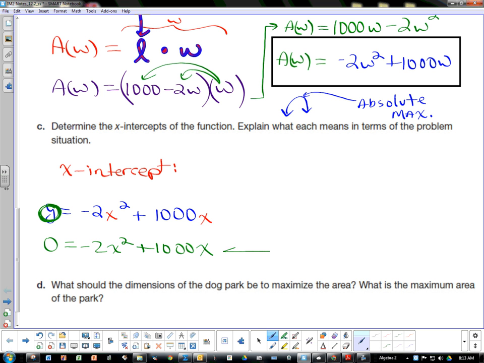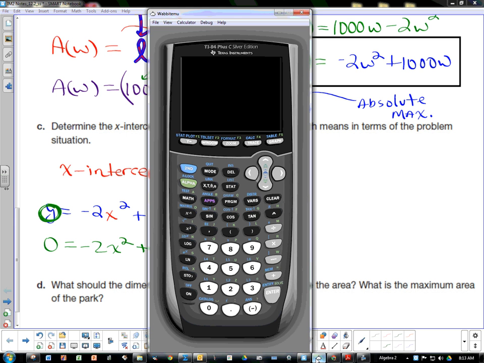But folks, you do not know how to do that just yet. We don't. You have to do a lot of factoring right here. Then you have to apply the zero product property. Those are things that we have not taught you yet. So we have to go strictly to the calculator. Head over to your calculator.